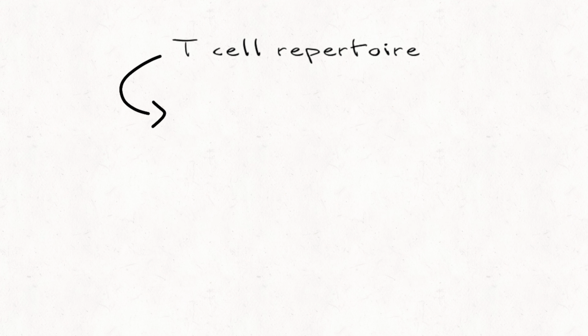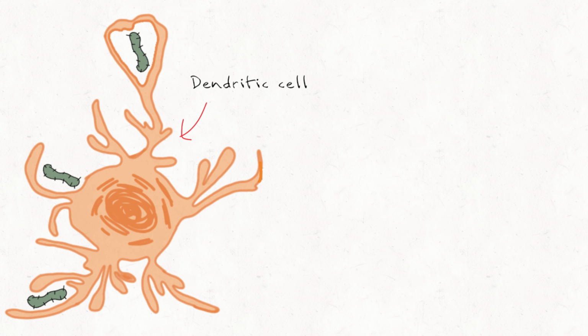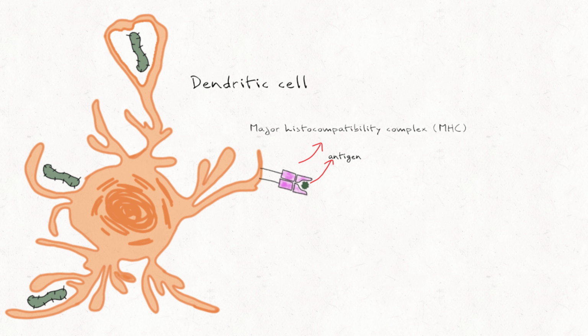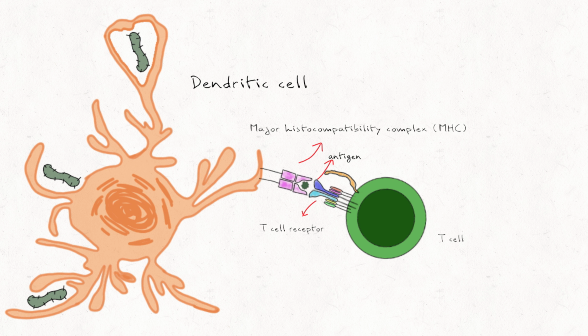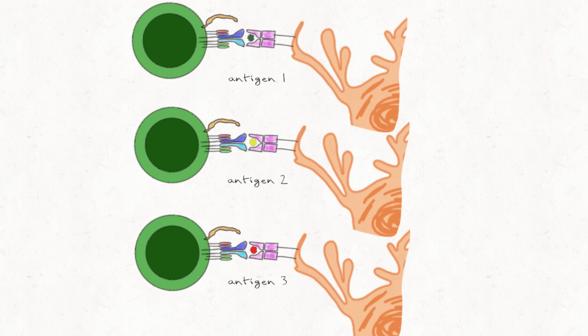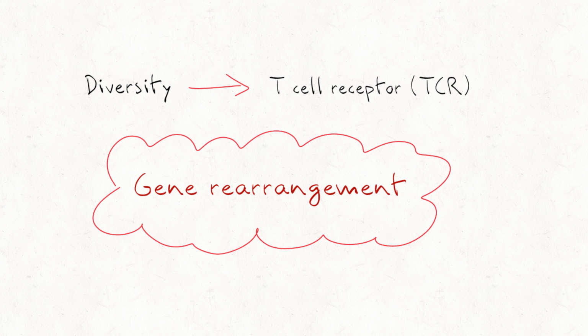T cell repertoire is the diversity of T cell receptors. In an environment with diverse pathogens, antigen-presenting cells continually sample various antigens. The unique nature of these antigens poses a challenge for TCRs, highlighting the necessity for a diverse T cell repertoire to effectively respond to the dynamic antigenic landscape. To create diversity in the T cell receptor, TCR, a process called gene rearrangement is at play.